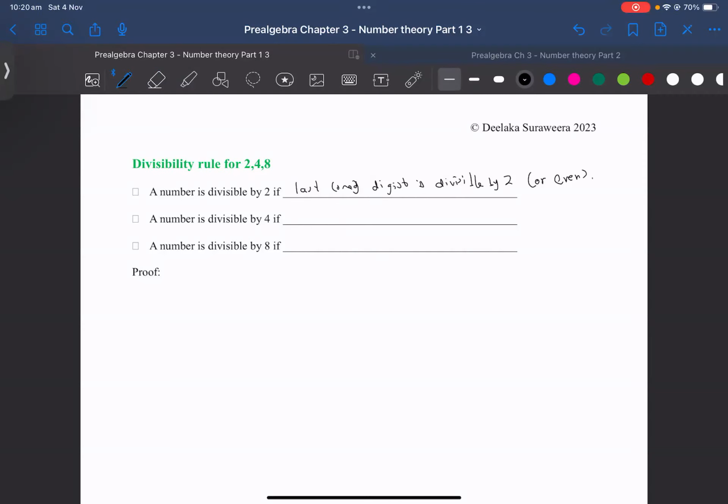And what about 4? The last how many digits? 2. Yep, good. If the last 2 digits are divisible by 4. And 8 would be? 3. Yeah, good. The last 3 digits, same thing, are divisible by 8.